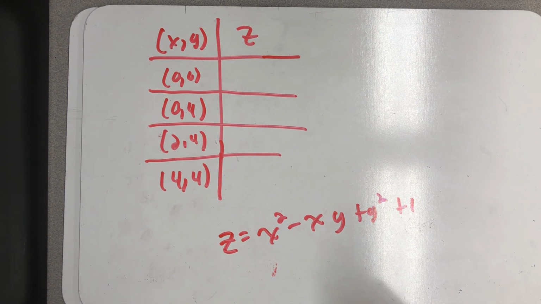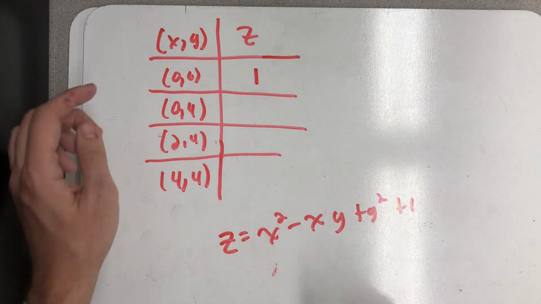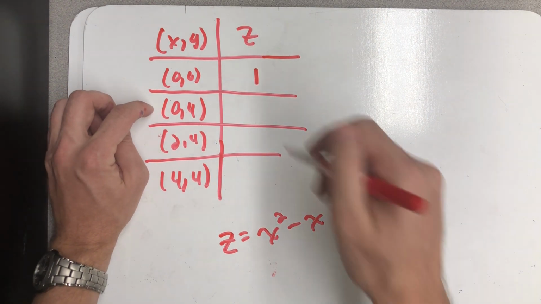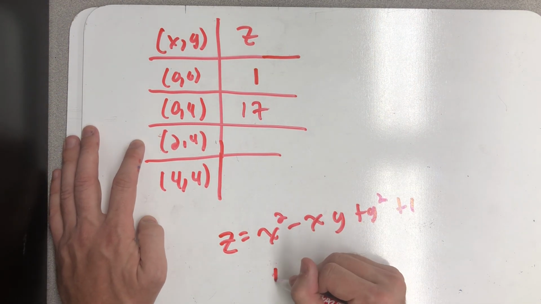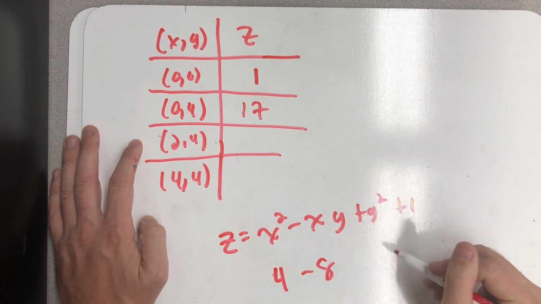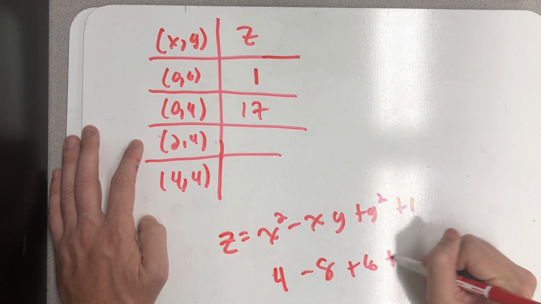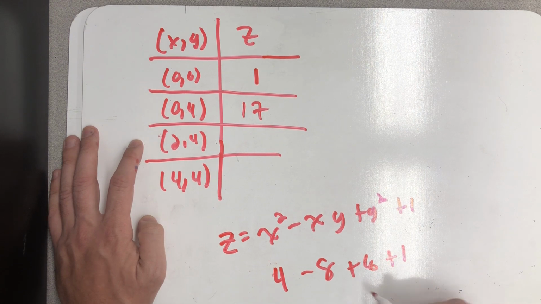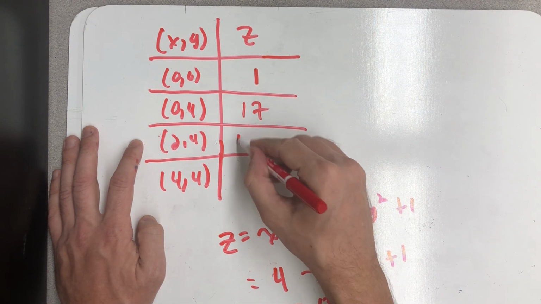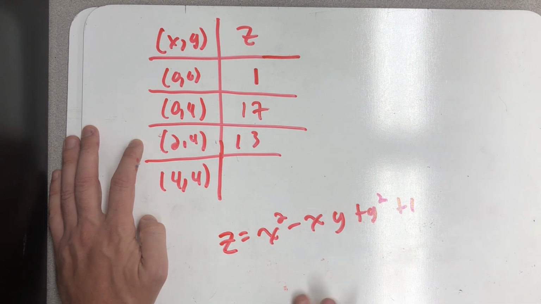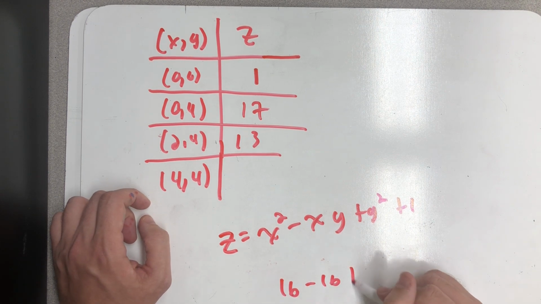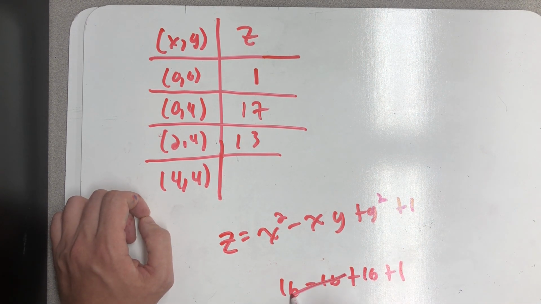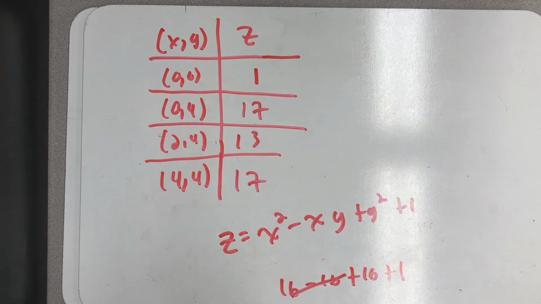Well, plugging in the origin is very easy. I get out 1. Plugging in 0, 4, I would get 17. Plugging in 2, 4, let's see, that would be 4 minus 8 plus 16 plus 1. So 17 minus 4 is 13. And then finally, plugging in 4, 4: 16 minus 16 plus 16 plus 1. 17. I found my absolute max and my absolute min.